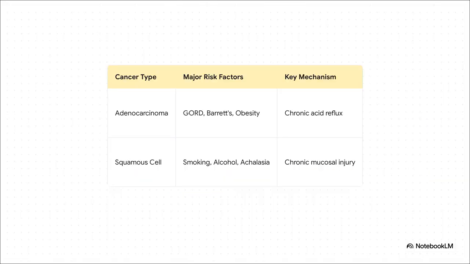So what's really fascinating here is that while the specific risk factors totally differ between the two cancers, with obesity and GORD driving adeno and smoking, alcohol, and achalasia driving squamous, their ultimate mechanism is literally identical. Both of these pathways are driven by persistent epithelial injury. That injury forces cellular turnover, which basically allows oncogenic mutations to stack up and drive malignant transformation.